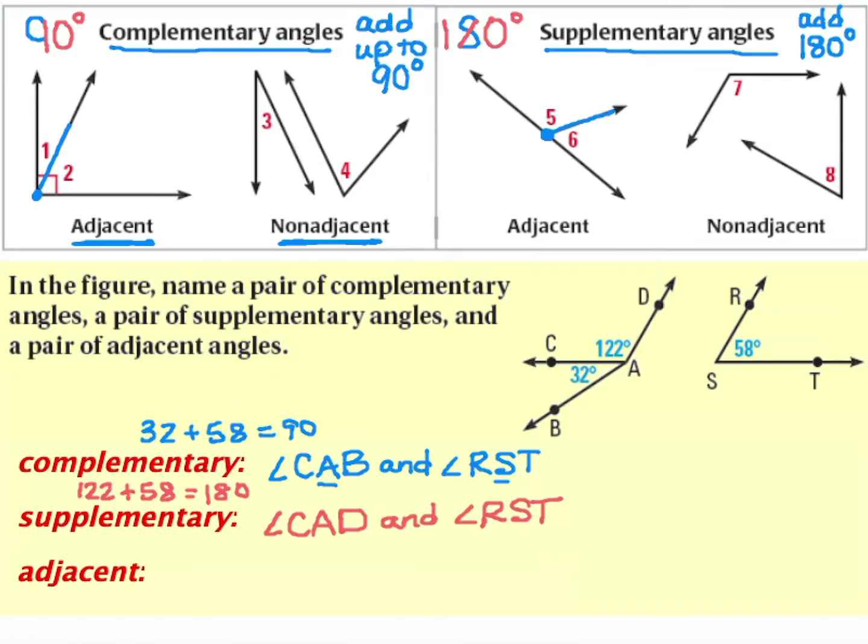And finally, adjacent angles, which angles share a vertex and a side. It would be these guys over here that are sharing vertex A and side ray AC. So that would be angle CAB from the bottom. Could call it BAC. And the 122, which I like to call CAD, but you could call it DAC.